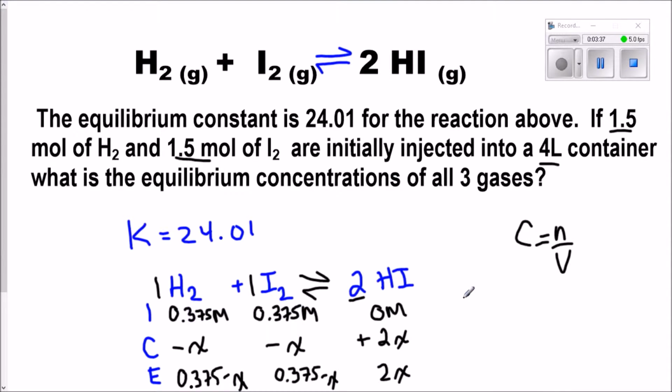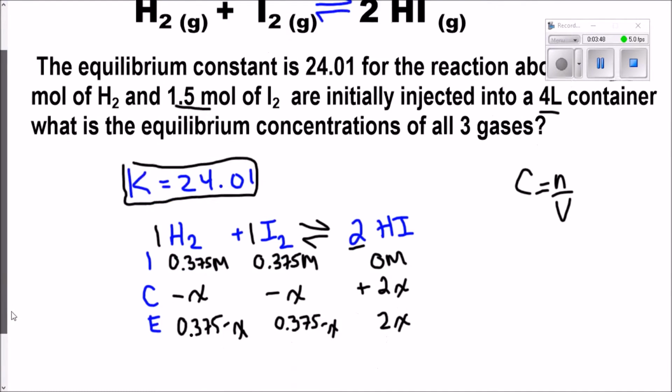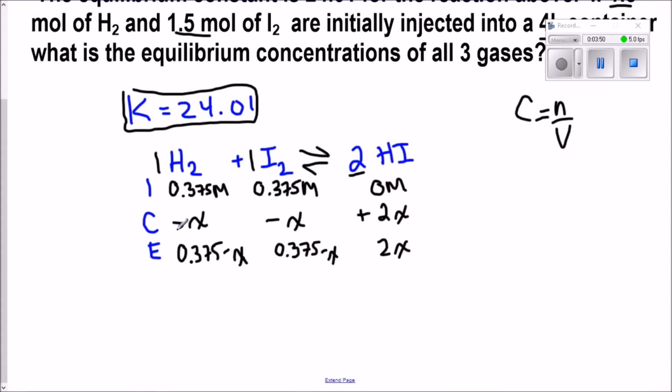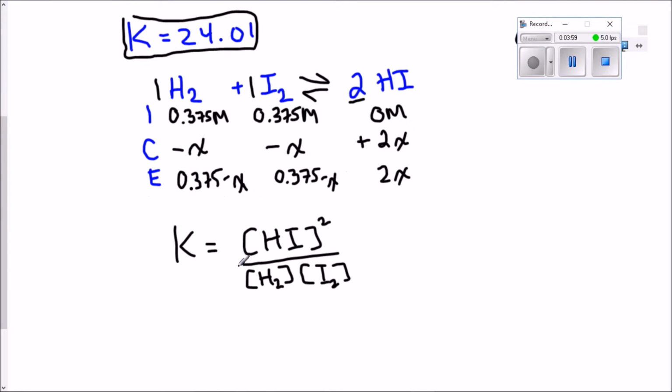Now again, let's keep in mind that we know my K value. If I knew x, that would solve my problem. So from here on out, we are trying to solve for x. Now, we know K is equal to 24.01, but we also know K is equal to products over reactants: HI squared over H2 times I2. Remember that the coefficients become the exponents for this expression. So we know K is equal to that.